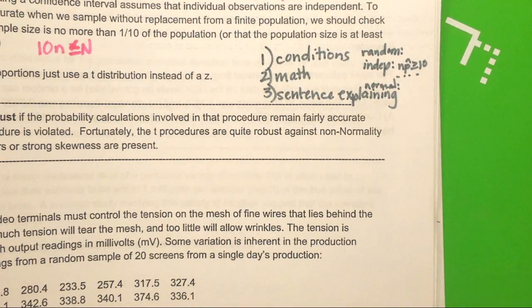No, I do not like to write sentences. I only write them when necessary, like at the end when I have to say I'm 95% confident I'm between this and this.